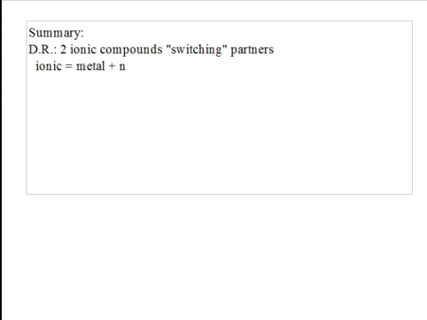So let's do a quick summary. In summary, double replacement reactions, DR, involve 2 ionic compounds, and basically they just are switching partners. So we must know what 2 ionic compounds look like: metal and nonmetal. Remember that ionic means you have a metal plus a nonmetal, or a polyatomic, as we saw in these examples. That's how you know what an ionic compound is.